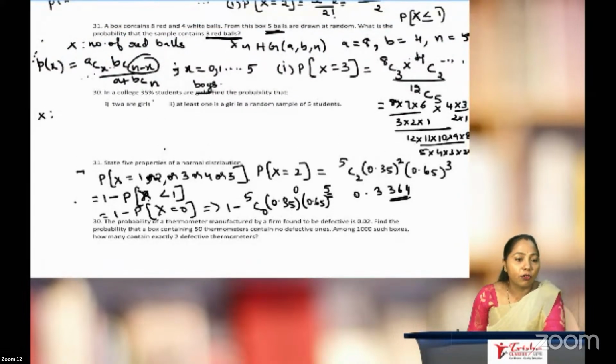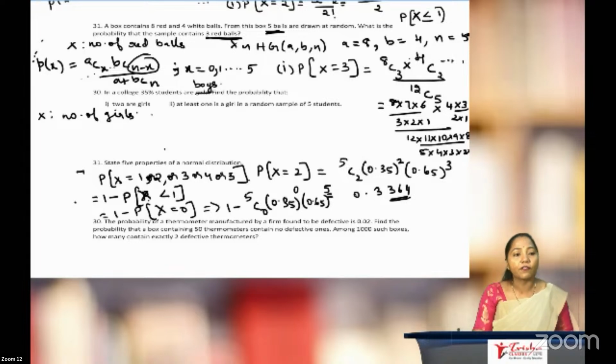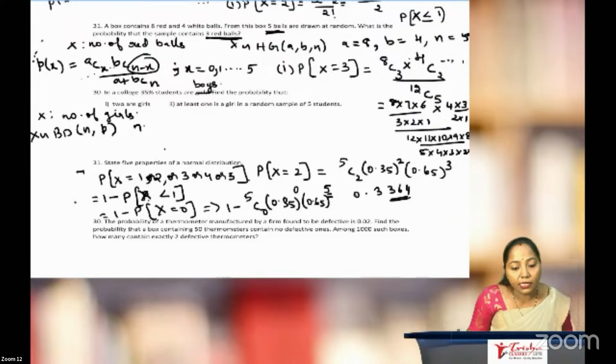Okay. Yes. In a college, 35% students are boys. Find the probability that 2 are girls, at least 1 is a girl in a random sample of 5 students. What shall we define our X as? It is number of girls, right? Okay, it is number of girls because we are interested in finding the probability for the girls. So this follows binomial distribution with 2 parameters n and p. What will be our n? N is 5, right?